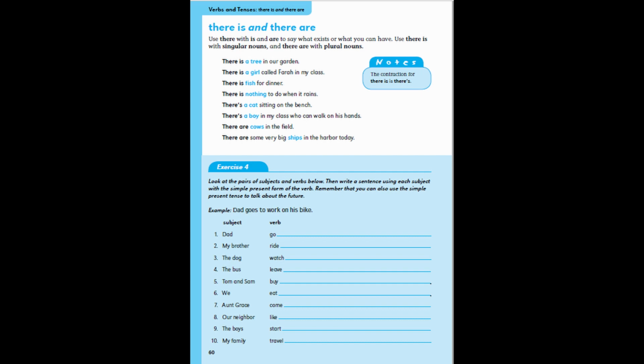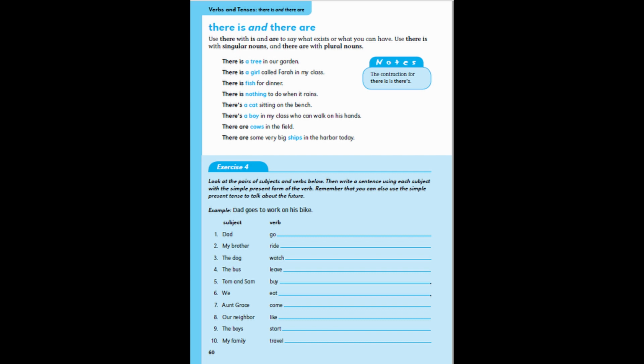That's why I'm using the present tense is or are, as in are present tense, right? So there is or there are. So use there with is and are to say what exists or what you can have. Use there is with singular nouns and there are with plural nouns. All right, so there is a tree in a garden, single tree. There is a girl called Farah in my class, a single girl.